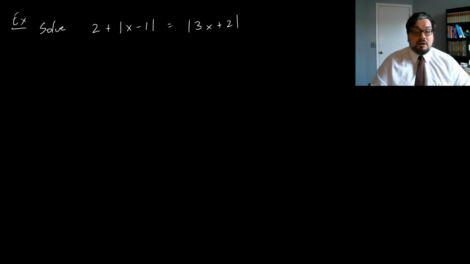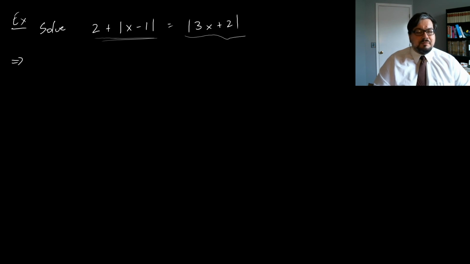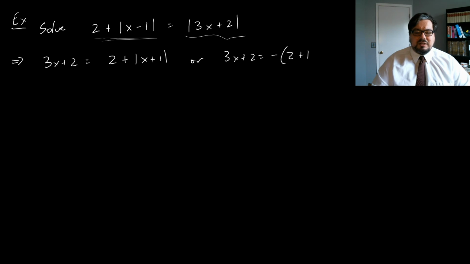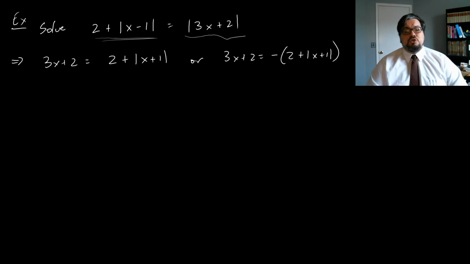and we'll want to do that very carefully. So we've got that the absolute value of 3x plus 2 equals this expression over here. So from this, we can see that this means that 3x plus 2 is equal to either 2 plus the absolute value of x plus 1, or 3x plus 2 equals the opposite of 2 plus the absolute value of x plus 1. Now we've got two separate equations we're working with, each one of which has an absolute value in it, and that we can solve using our standard methods.